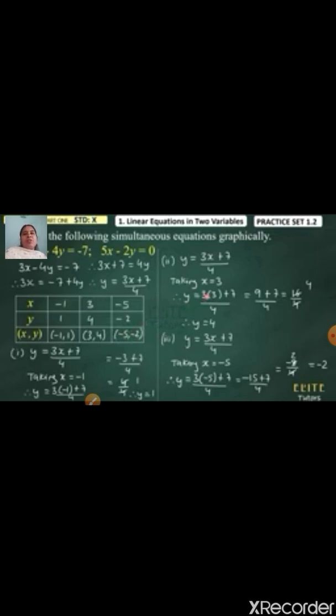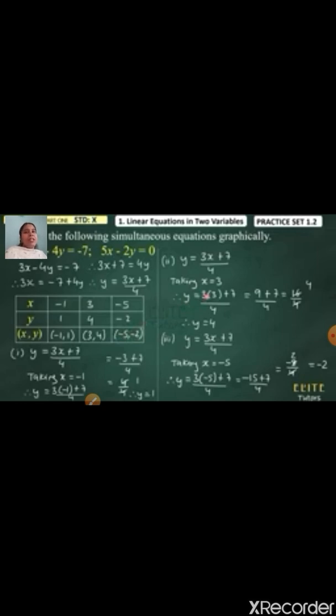Now if I take, suppose, the first value as minus 1, look at the calculation. 3 into minus 1 plus 7 upon 4. So it comes to minus 3 plus 7 upon 4. 4 upon 4 will become 1. So my first ordered pair is minus 1, 1. This is the way you have to think in the exam.